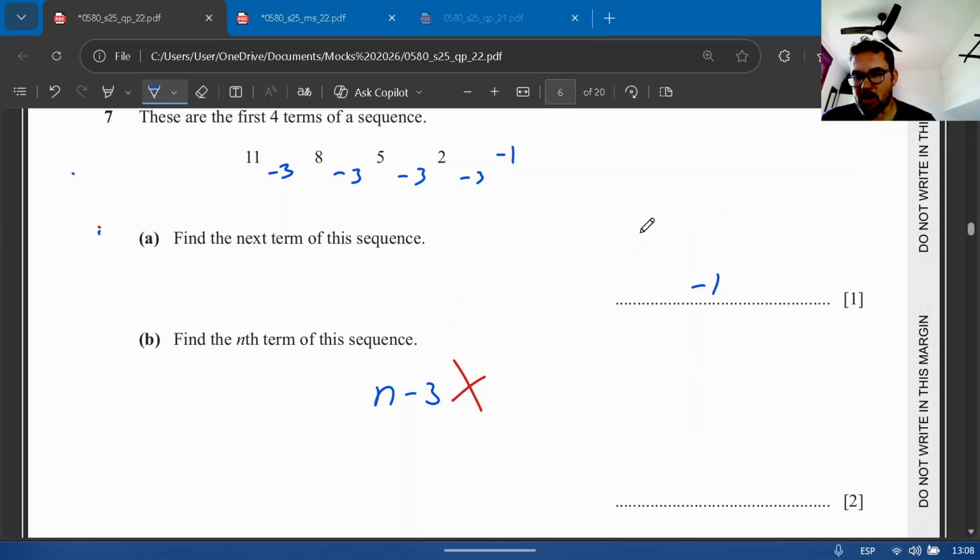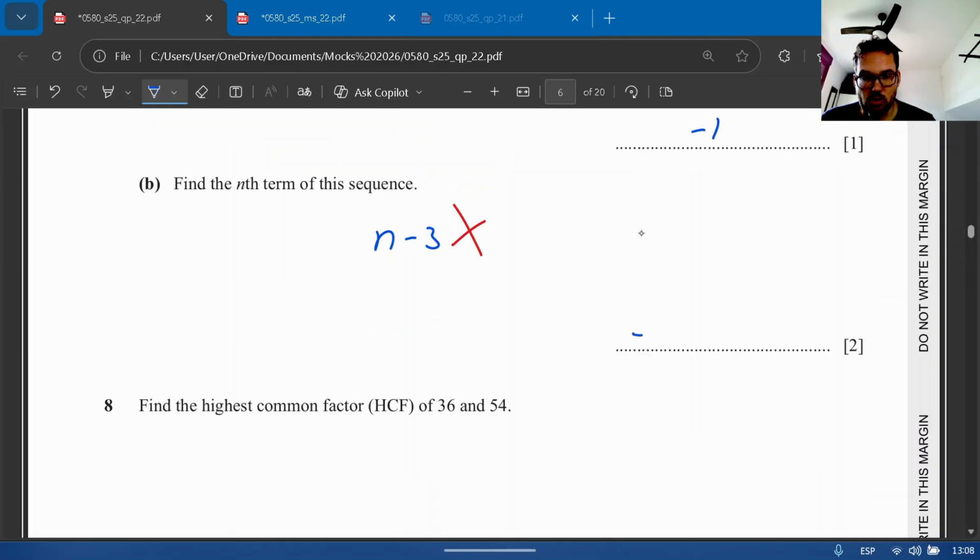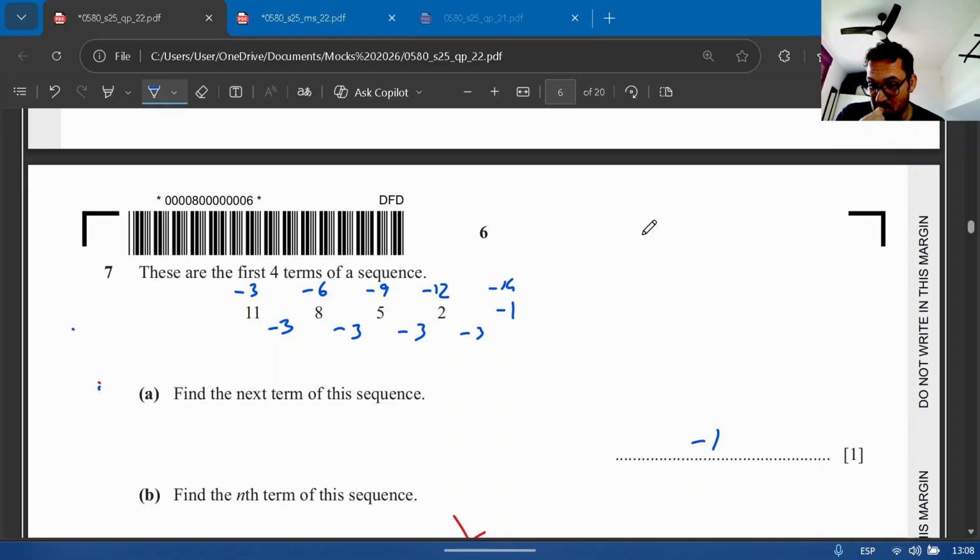Okay, the minus 3 times table goes: 1 times minus 3 is minus 3, 2 times minus 3 is minus 6, 3 times minus 3 is minus 9. Because in the minus 3 times table, you subtract 3 every time. Okay, it goes to minus 12, it goes to minus 15. That's why the nth term rule will start with minus 3 times n, or just minus 3n. Okay, because that's the minus 3 times table. Right, what's the difference here between the minus 3 times table and the sequence?